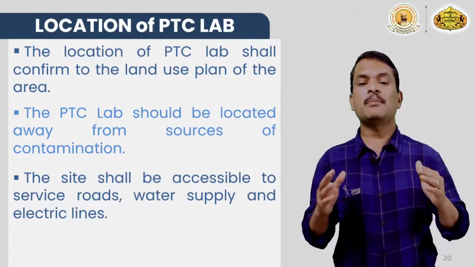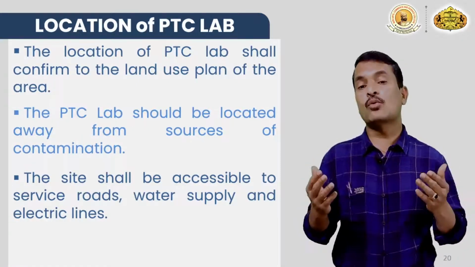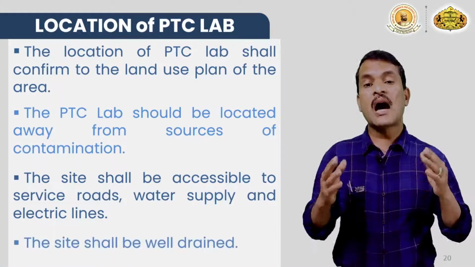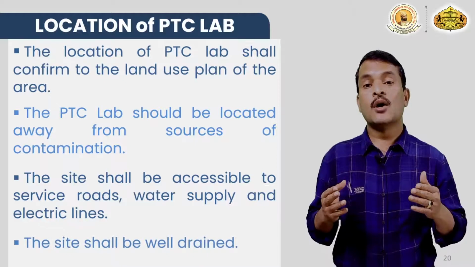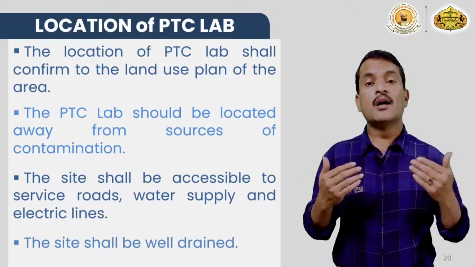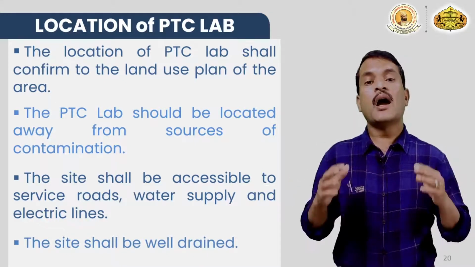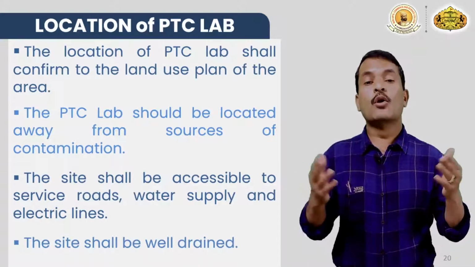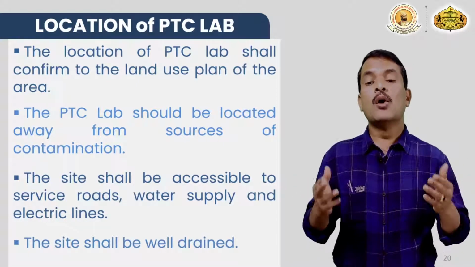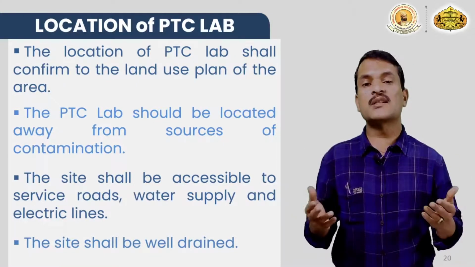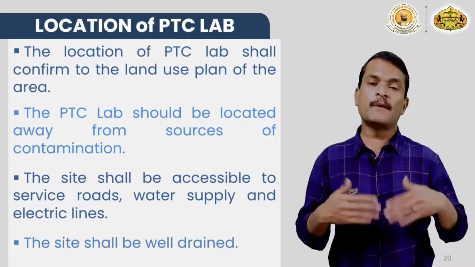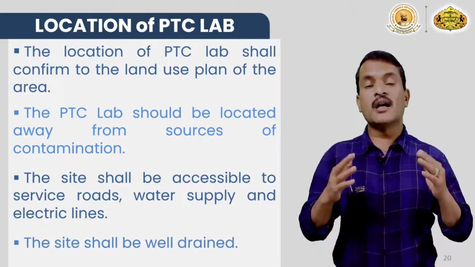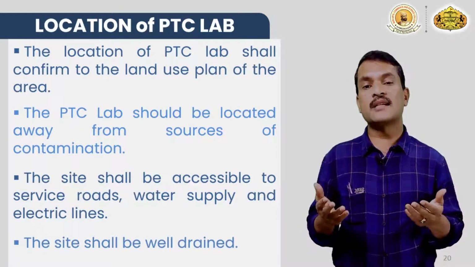Then the site shall be accessible to service roads and water supply as well as electric supply, because these things are needed for plant tissue culture. We need to carry different things into the laboratory, that is, chemicals, and we need to transport our plant material to the market. So service roads must be available. We need an adequate water supply, because we need to prepare media, we need to grow the plants under controlled conditions, as well as harden the plants, that is, acclimatization.